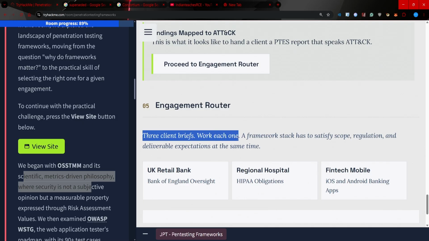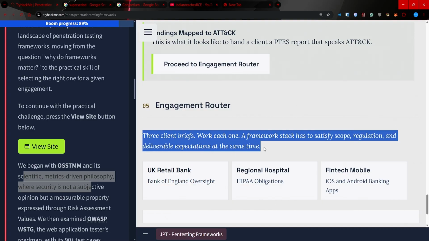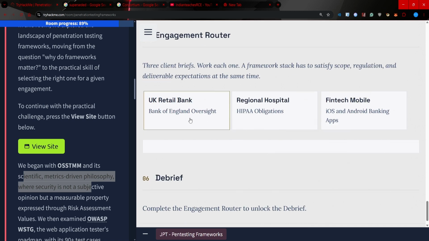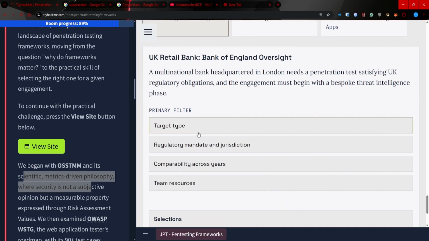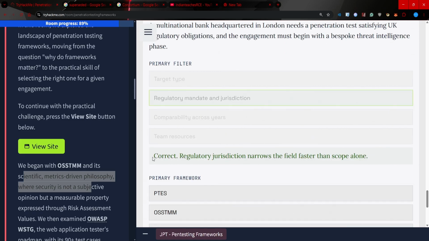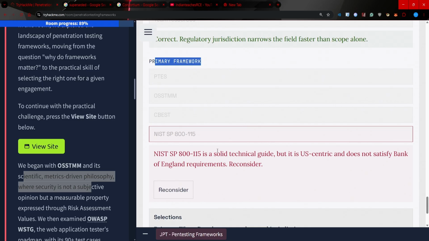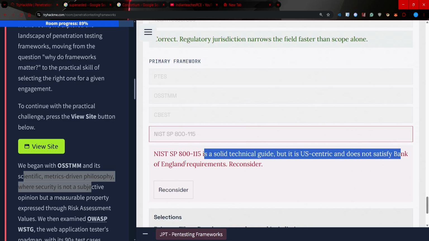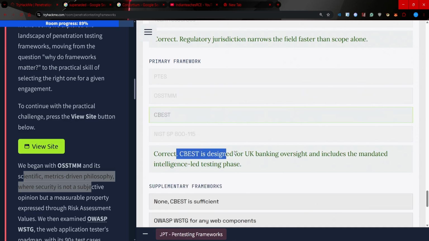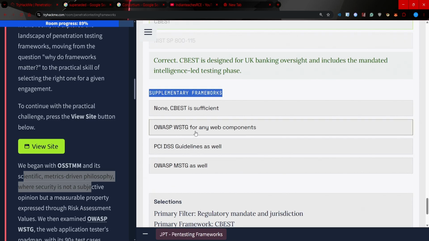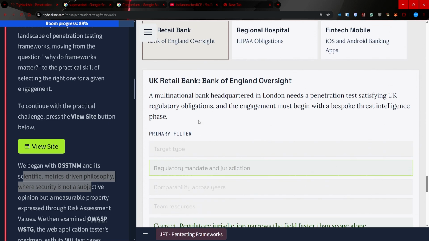So finding proceed, engagement router. 3 client briefs, work each one. A framework stack has to satisfy scope, regulation, and deliverable expectation at the same time. Oh, okay. UK, primary target type. Yep. Primary framework will be NIST. Wait, how is this wrong? Okay, okay, it's a bank. CBEST. Yes.